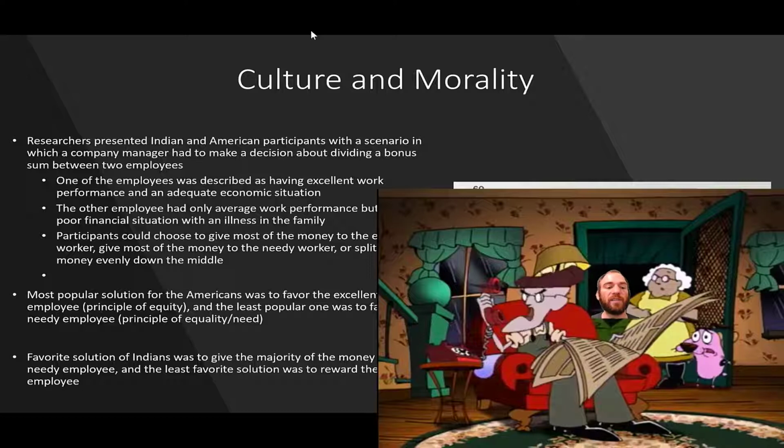But the favorite solution of Indians, as I stated, was to give the majority of the money to the needy employee, and the least favored solution was to reward the excellent employee. So there are kind of opposite trends, reflecting these cultural differences of what is moral, and in this case, how that translates to particular behaviors: how you distribute resources within society, and in particular how you distribute bonus sums within a company, specifically between these two individuals.